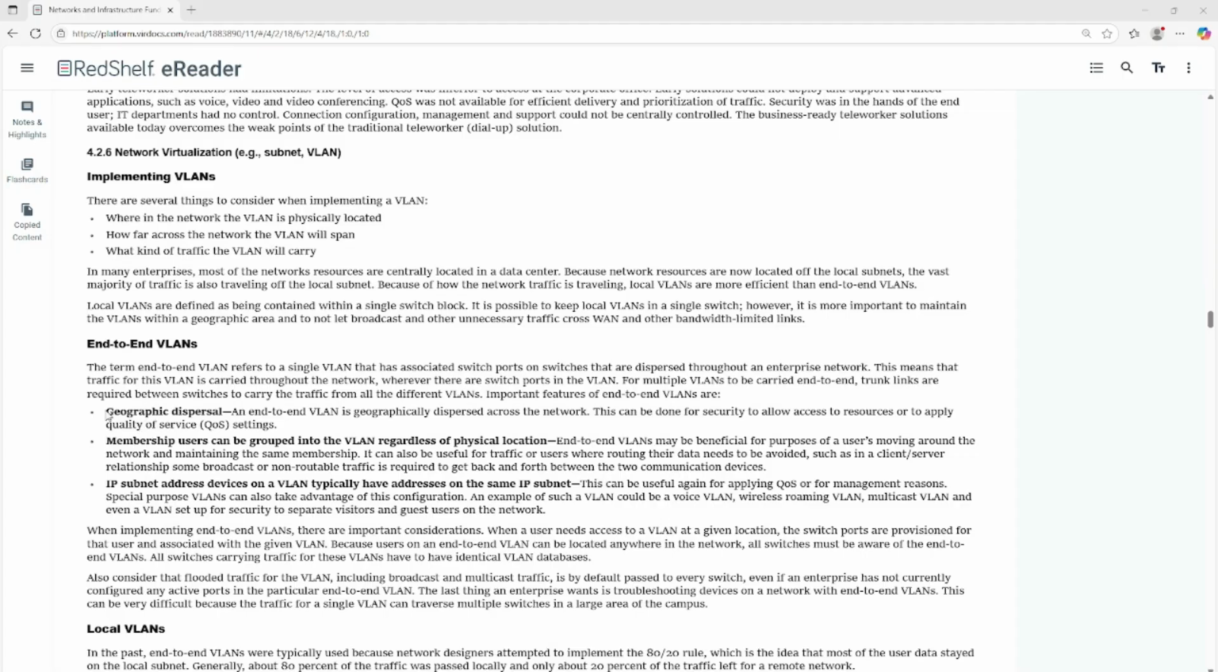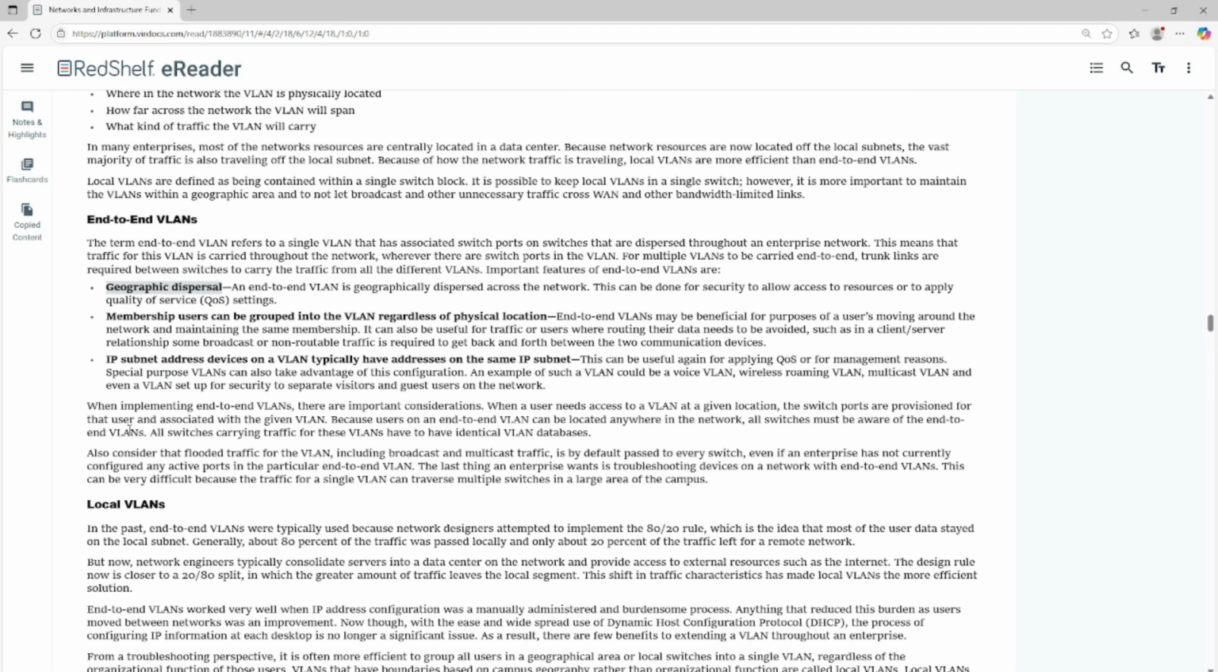The features, its features, geographic dispersal. Membership: users can be grouped into VLANs regardless of the physical location. We talked about that in the previous chapter, where due to its capability, a single switch, departments, and separate floors in the building can leverage VLAN on the switch.